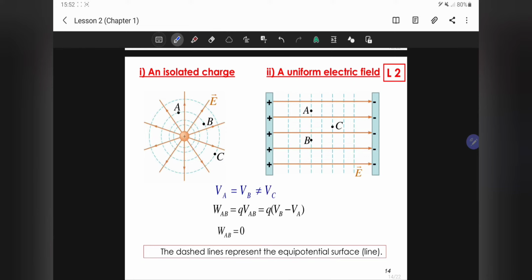Alright, so in this case, work done between A and B. A and B are located on the same surface, so work done from A to B equals QVAB. VAB equals VB minus VA, and as we know, VB and VA equal each other because these two points are located on the same surface, so VB minus VA gives you 0. By giving you 0, the work done also equals 0. And the dashed line represents the equipotential surface or line. So this is the equipotential surface, and this is the equipotential lines.